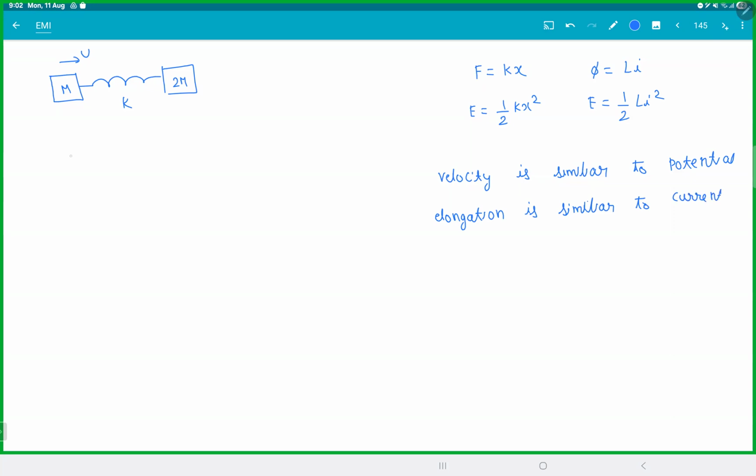So I hope you remember here, when do we get maximum elongation? Max elongation occurs when both the blocks have the same velocity.